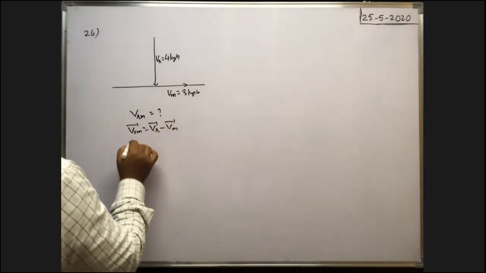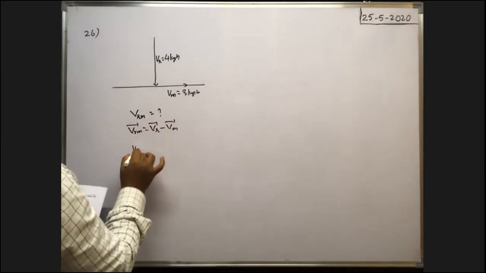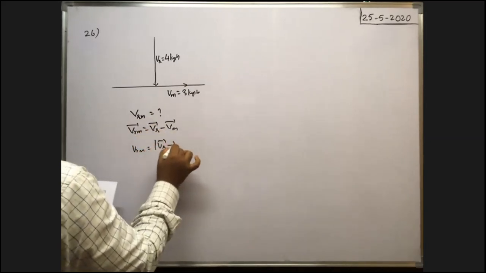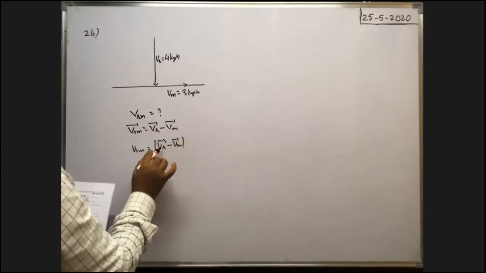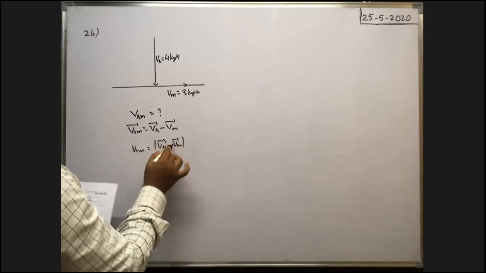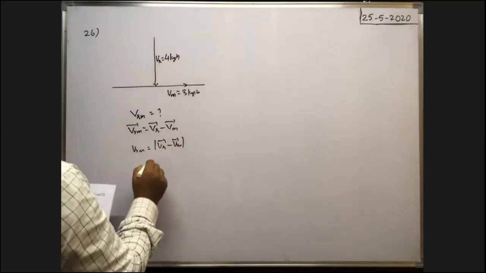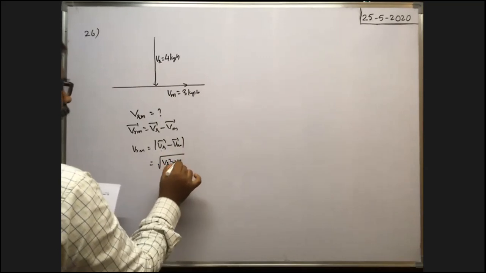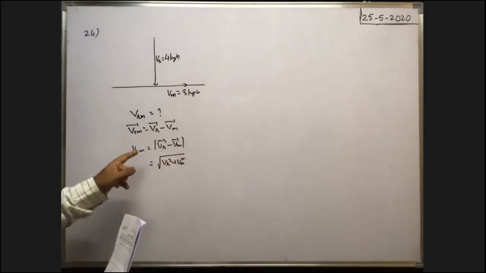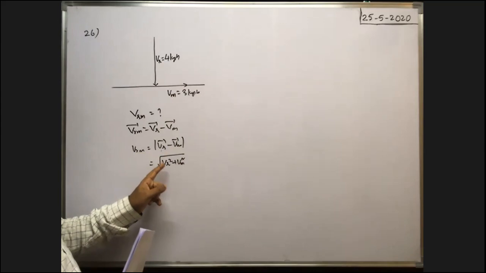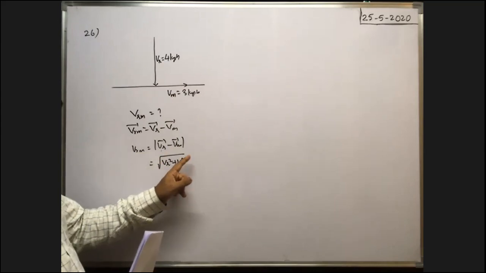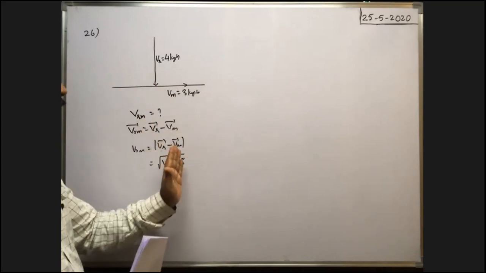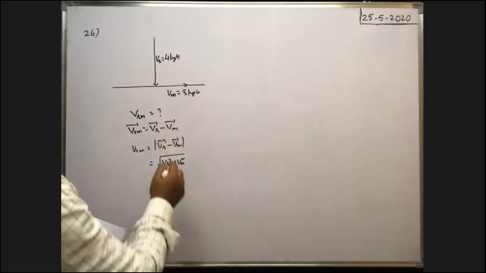Therefore, here they asked only the magnitude. So VRM they asked. VRM means the modulus of VR bar minus VM bar. Because we know the VR value, we know the VM value, and the angle between these two also, because these two are perpendicular to each other. When you write the magnitude, you will get root of VR square plus VM square minus 2 VR VM cos theta. As theta is 90, cos 90 is 0. So that term will vanish. Hence the remaining is this one.